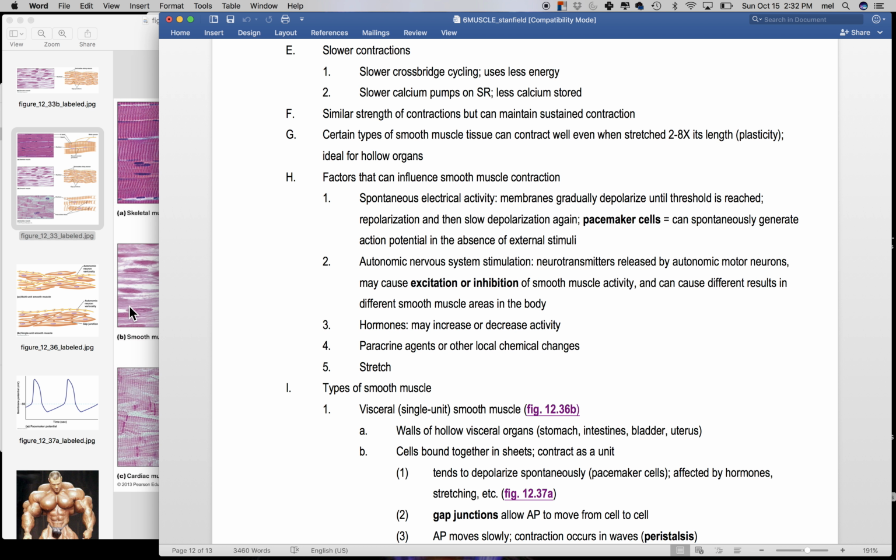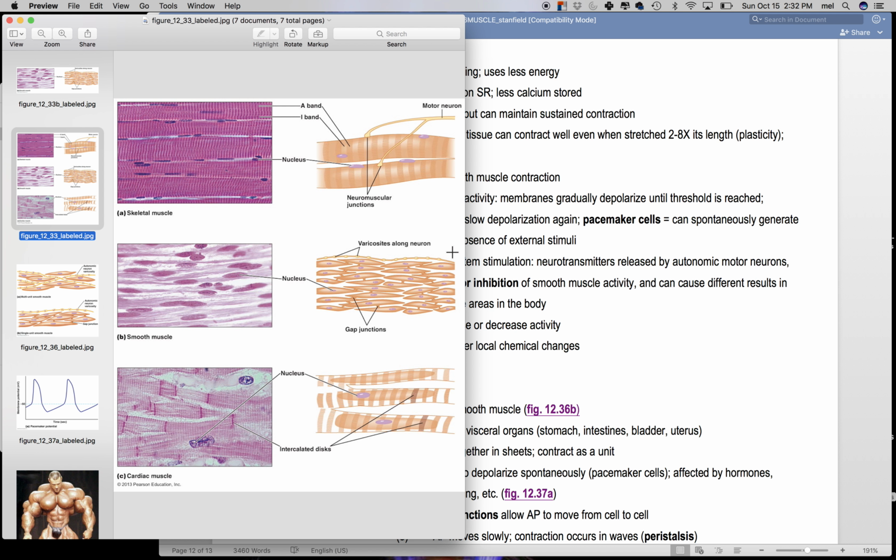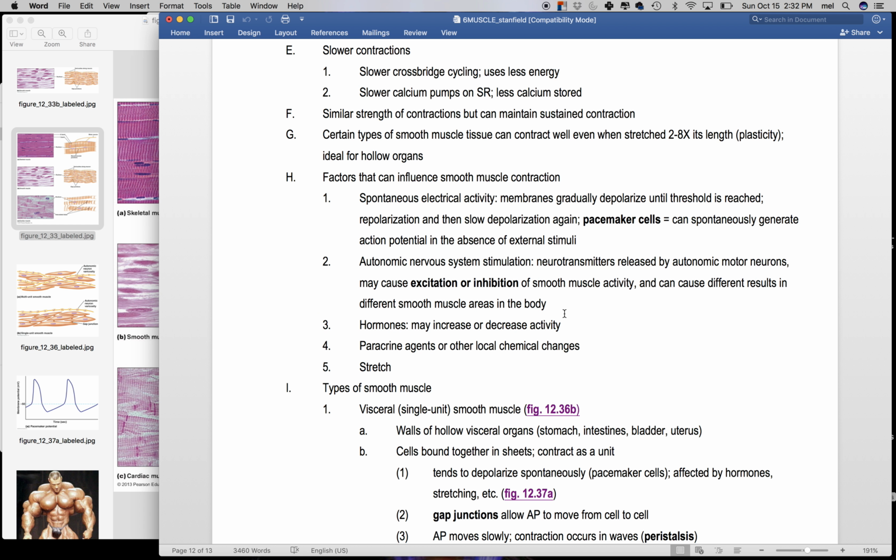And then the other thing is that with smooth muscle, in addition to spontaneous electrical activity and the nervous system being able to control it, smooth muscle is also sensitive to hormonal stimulation. So, for instance, estrogen can actually cause uterine wall contraction. Stress hormones can cause digestive system upset that can give you diarrhea, for instance. So, hormones can increase or decrease the activity of smooth muscle.